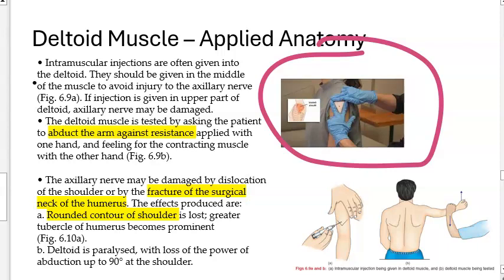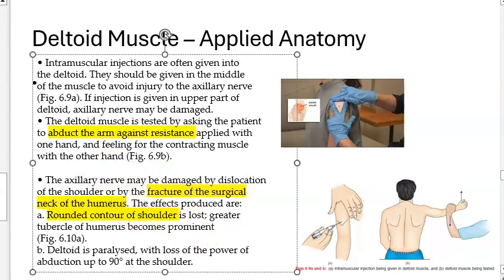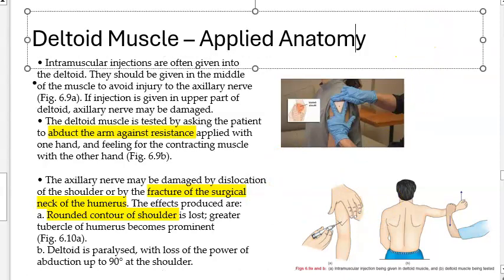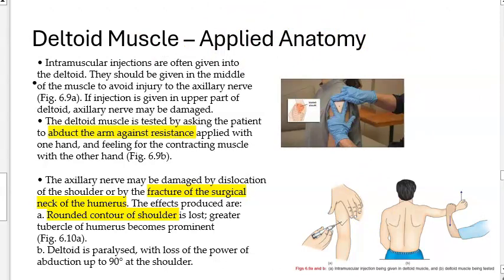Why? If you give it in the wrong place, what will happen? You will damage which nerve? Axillary nerve. Very good. Now, if somebody has an axillary nerve damage and the deltoid is affected, how will you know? Basically, they will not be able to abduct the hand against resistance. Now, if the axillary nerve is damaged because of whatever reason, either shoulder dislocation or some fracture of the surgical neck of the humerus, basically if shoulder dislocation is there anyways, there is going to be a contour loss. What do you mean by a contour loss? Look at this beautiful shoulder here. You can definitely see this beautiful shoulder. This contour gets lost if there is some problem with the axillary nerve, shoulder, or some deltoid muscle problem.